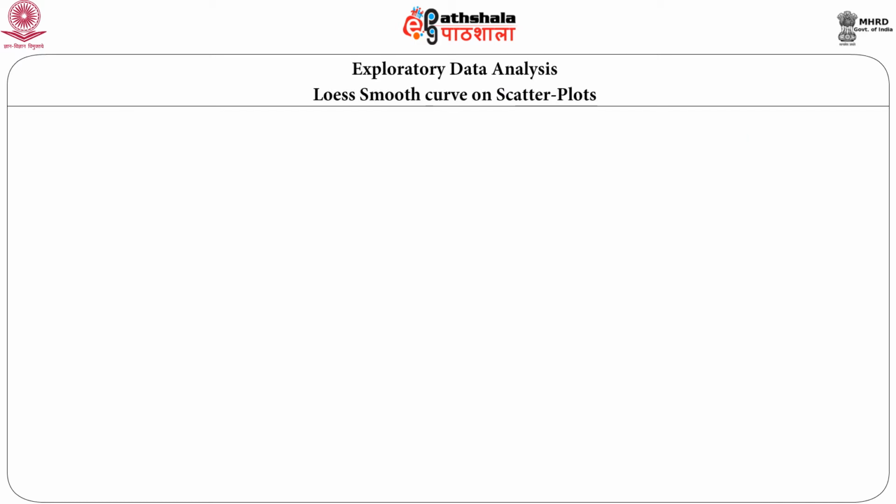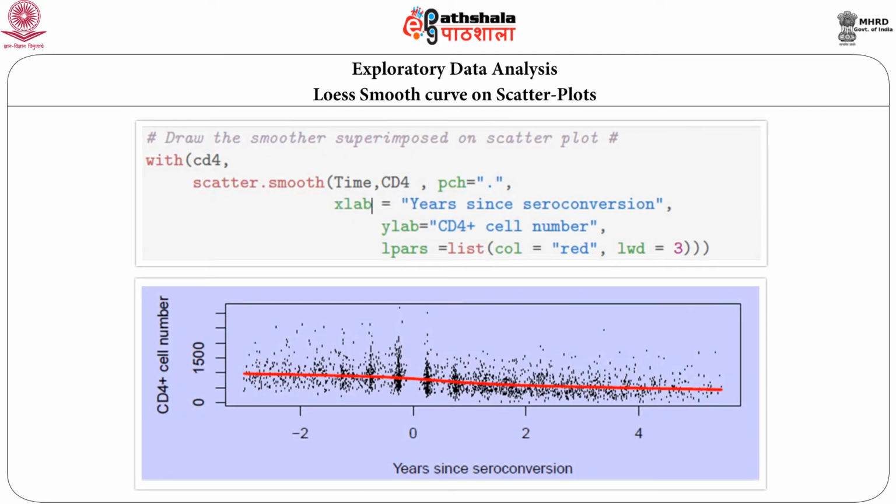The next thing that we can do is add a trend line or a smoothing line on the data which shows how CD4 plus cell count behaves with years since seroconversion. This can be done using the scatter.smooth function in R. For this, no extra packages are needed. This is an inbuilt function in R, and we can have the scatter plot as shown below. This is because scatter.smooth essentially fits what is called a lowess smoother.